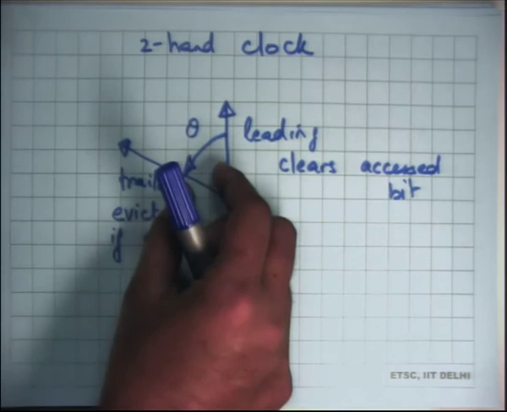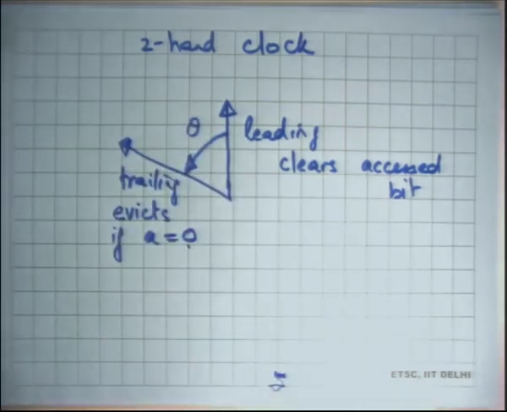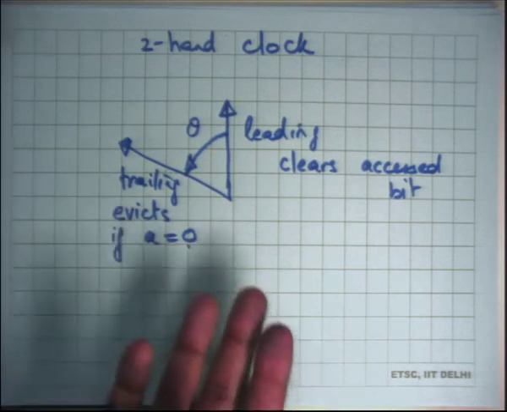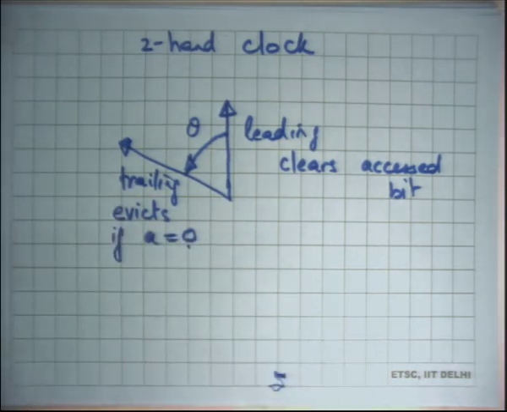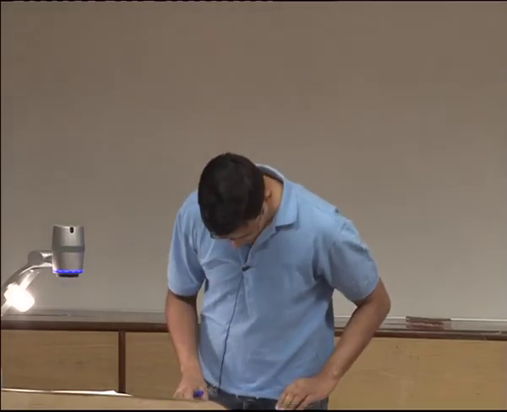If the angle is too small, what does it mean? Let's say theta is equal to 0. It basically means it's a FIFO, because the leading edge clears the access bit and the trailing edge just evicts it immediately. So you didn't care about the access bit at all, right? On the other hand, if theta is equal to 360, you are back to the one-hand clock.